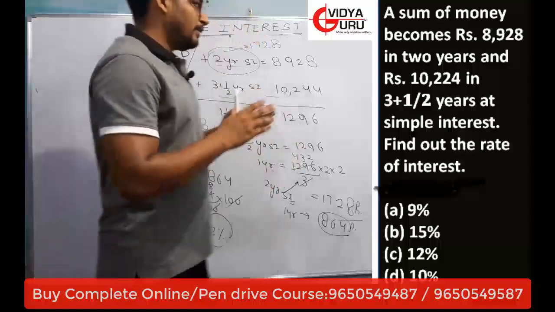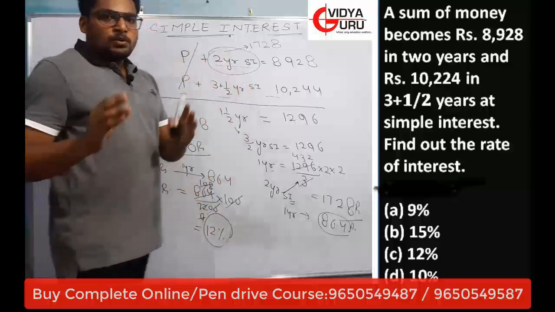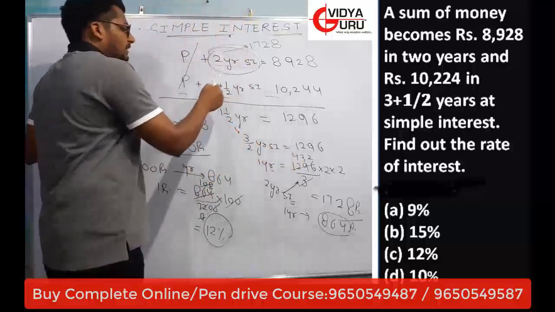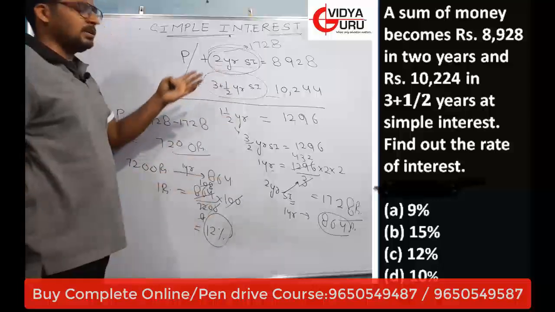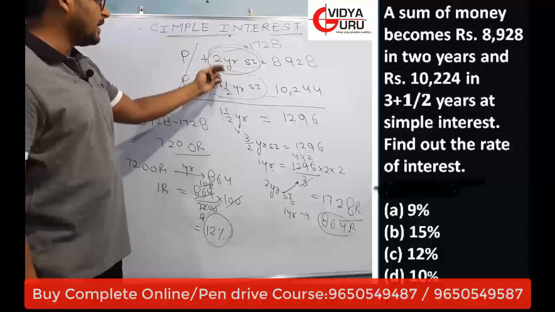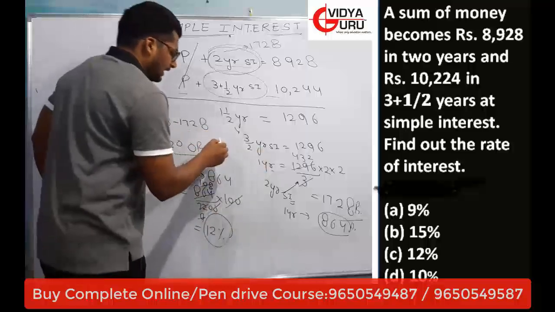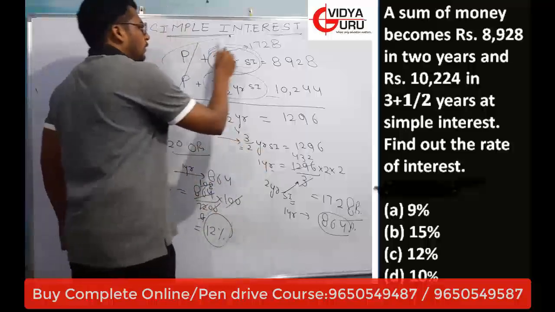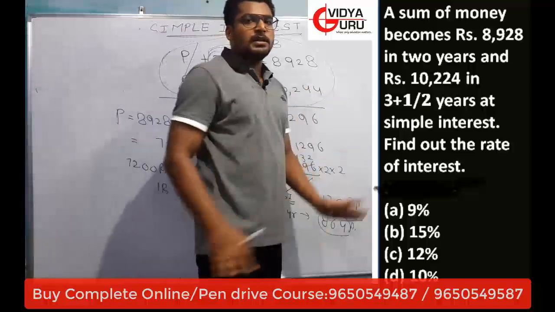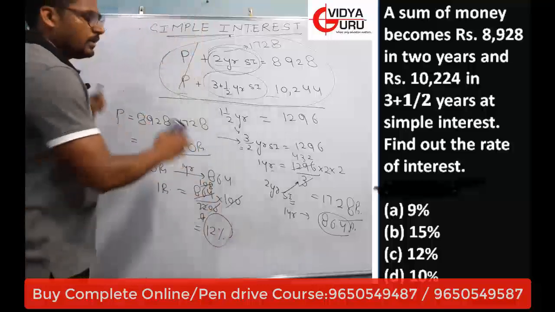12%. I have explained this question from the very basic method. You can do it in another way, as I know that the 2 year and 3 whole 1 by 2 year SI is given. So I can directly find the difference. What is the difference in time? It is 3 by 2 year. And what is the difference in amount? 1296. That means I can directly reach this step without writing this equation. But to understand it better, I have also written the equation. So coming on to our next question of the next type.